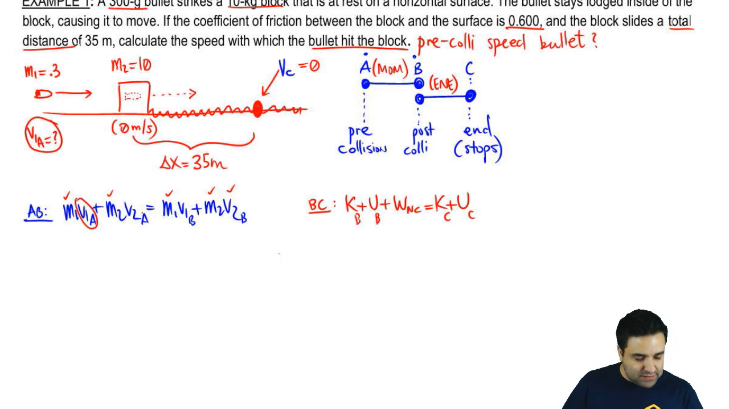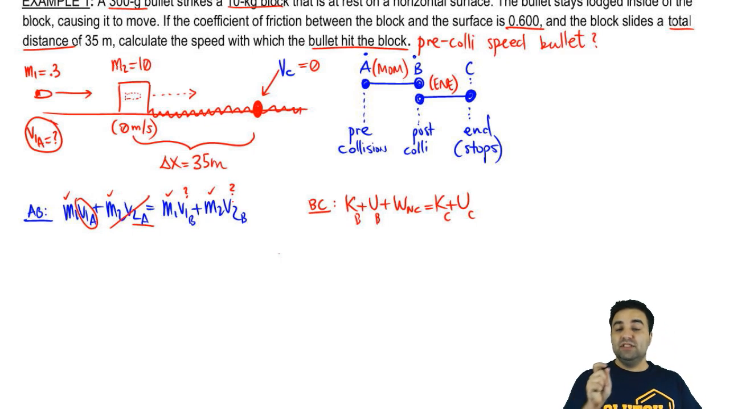The initial velocity of the second object before the collision is 0. The block doesn't move, so I can scratch this whole thing. Do I have these final velocities? I checked this off, but I actually don't have this. I don't have V1B, I don't have V2B.